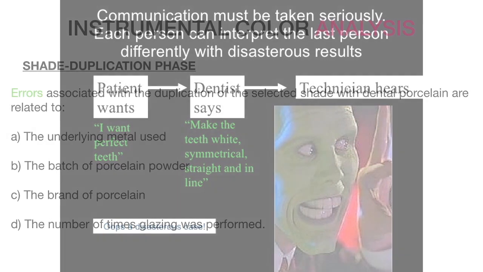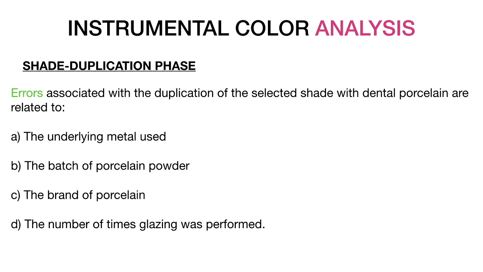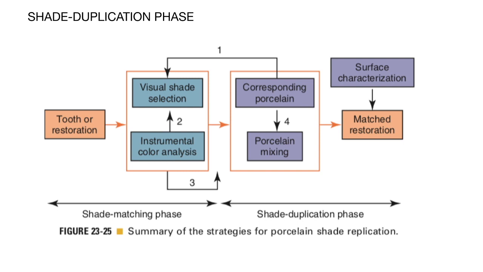Try to send them pictures before, during, and after the final procedure, and let them know the actual shade and the color of the tooth preparation, because any error will not make a good outcome for your dental work. The errors associated with the application of the selected shade with dental porcelain are related to the underlying metal used, the underlying color not being masked well by the core, the batch of porcelain powder, the brand of porcelain, and the number of times glazing was performed. So we can arrive at a matched restoration, but we have to have good coordination between the dental office and the dental lab.